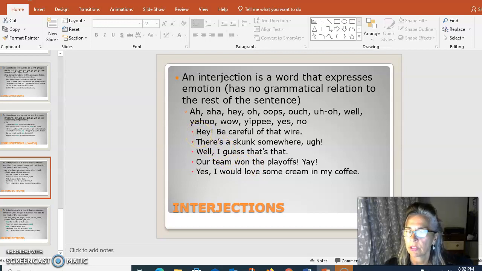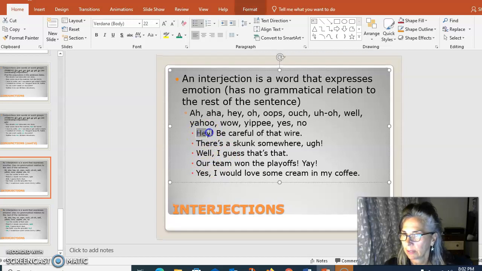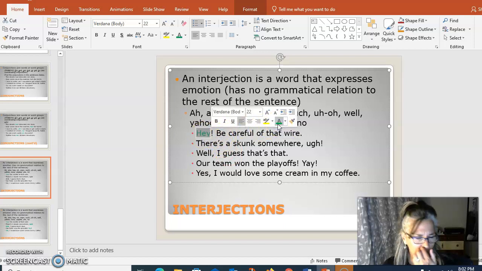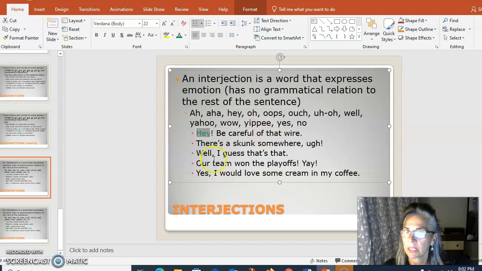Okay, so let's look at a few. Hey, be careful of that wire. We know hey, of course, right? And in this case, we punctuated it separately, so it shows that it's not even part of the sentence. There's a skunk somewhere. Ugh, right? Again, take it out. Wouldn't mean anything.